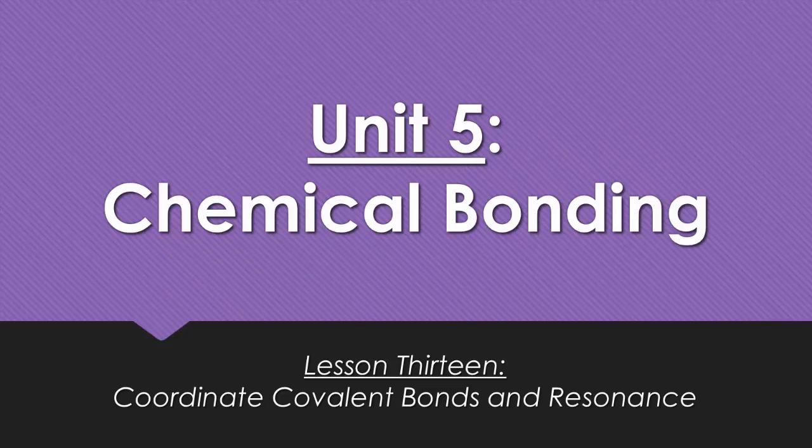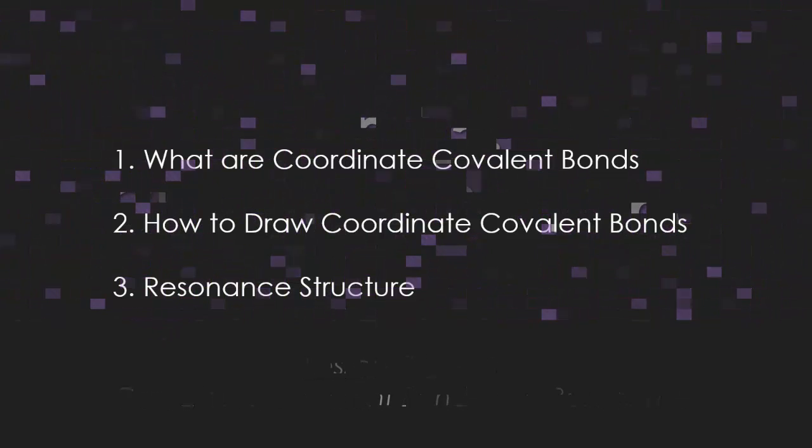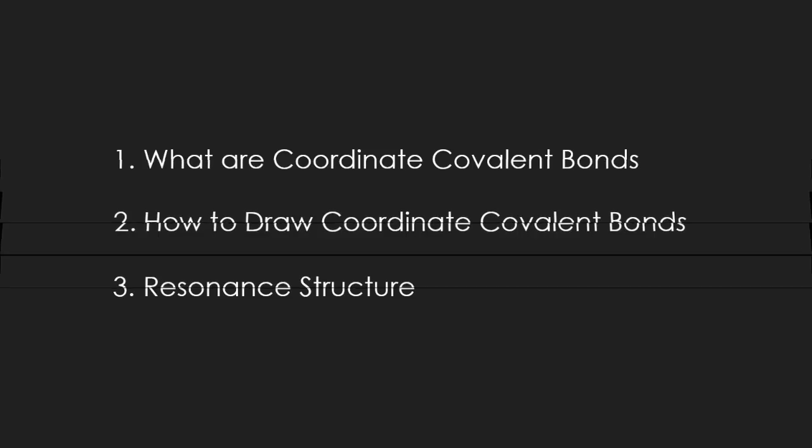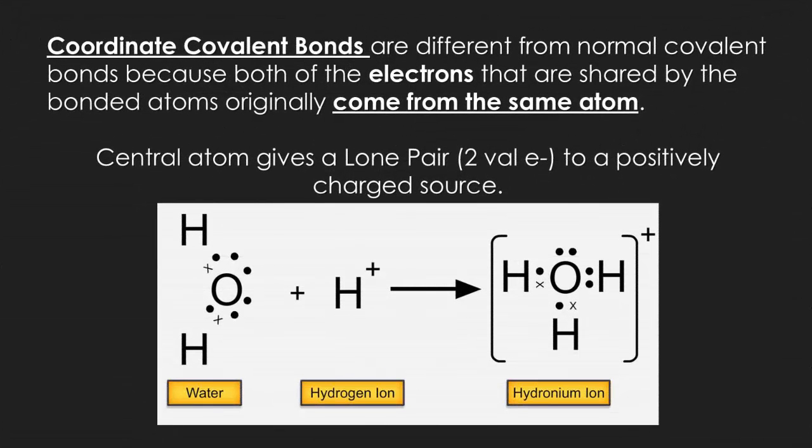Lesson 13 is going to be about coordinate covalent bonds and resonance structures. So we're going to be identifying what they are, how to draw them, and we're going to go over briefly what resonance means. Coordinate covalent bonds are different from normal covalent bonds because both of the electrons that are shared by the bonded atoms originally came from the same atom. That may sound very confusing, but let's try this out.